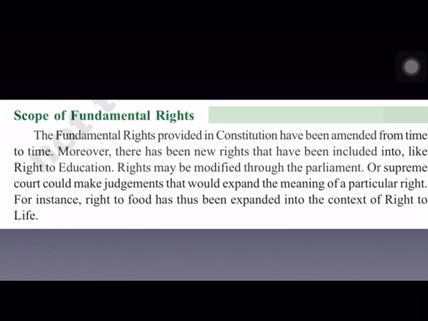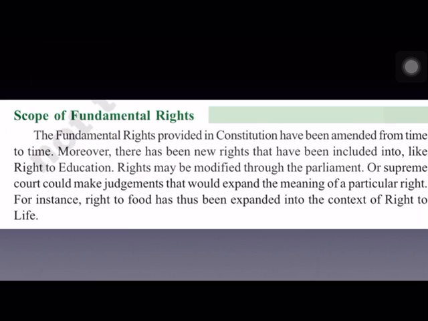Now, scope of fundamental rights. To suit the present needs of the people, the fundamental rights are amended from time to time by the Parliament. As you know, the Parliament can make amendments or changes in the existing rules of the Constitution. That means it can amend the Constitution. New fundamental rights like right to free and compulsory education and right to information have been added to the list of fundamental rights. And these rights can be modified by the Parliament. By adding a clause or by deleting a clause, the existing fundamental rights can be modified by the Parliament.